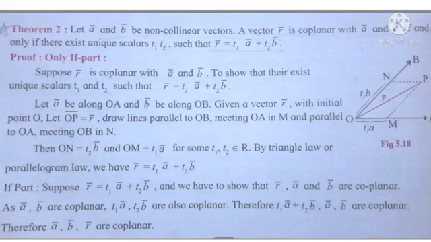Now suppose R bar is equal to T1 A bar plus T2 B bar, and we have to prove that R bar, A bar and B bar are coplanar. Suppose as A bar and B bar are coplanar, T1 A bar plus T2 B bar is also coplanar. Therefore, their combination is also coplanar, meaning R bar is coplanar. Hence we prove that A bar, B bar and R bar are coplanar.